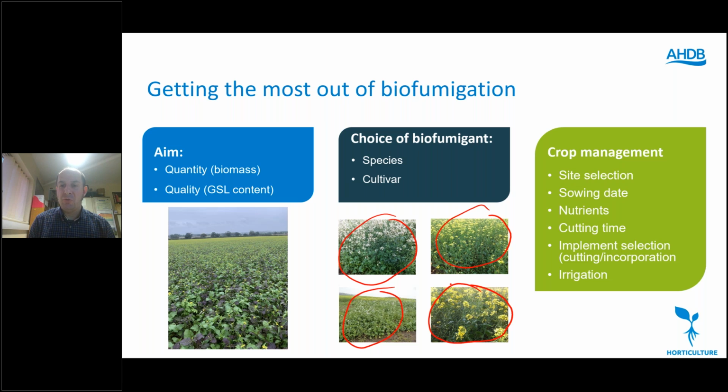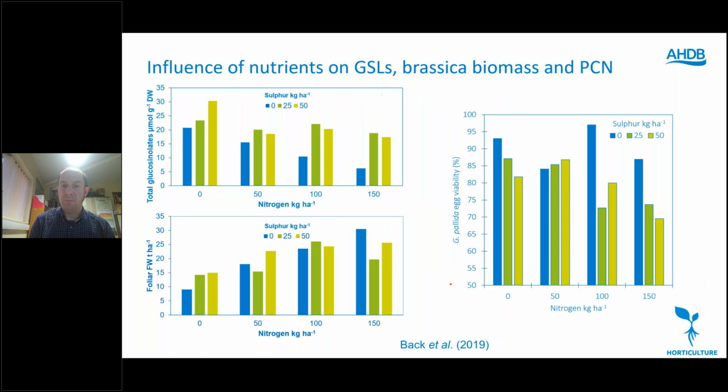If the soil is very dry, you could consider irrigation. And the reason for this is if there's a lack of water available for hydrolyzation of the glucosinolates, this isn't going to maximize the biofumigation process, and we would recommend a soil moisture content of 50 to 75% of field capacity.